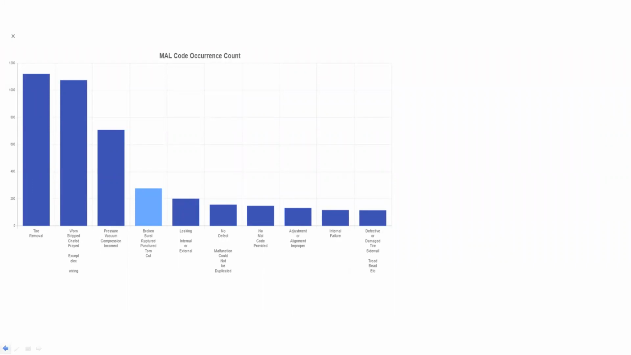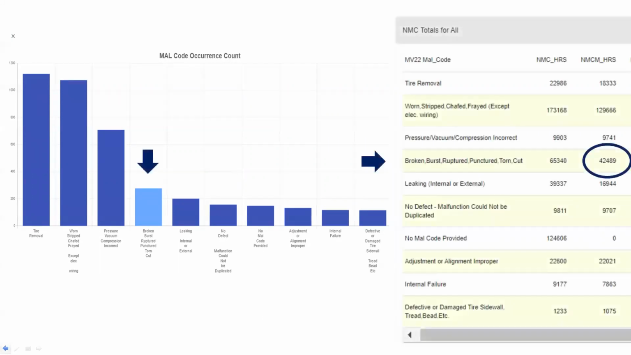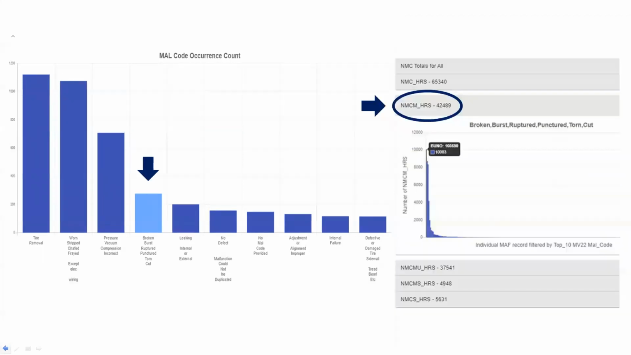Let's start with the malcode graph, with MAF counts on the vertical axis for top 10 issues. The view shows typical Pareto behavior with 3 malcodes having majority of records. By clicking on the graph, we bring up the associated NMC hours, showing the 4th malcode generating the 2nd highest number of NMC hours. By scrolling down to the NMC M hours tab and clicking on it, we see individual BUNO records graphed for these types of incidents of broken, burst, ruptured, etc.